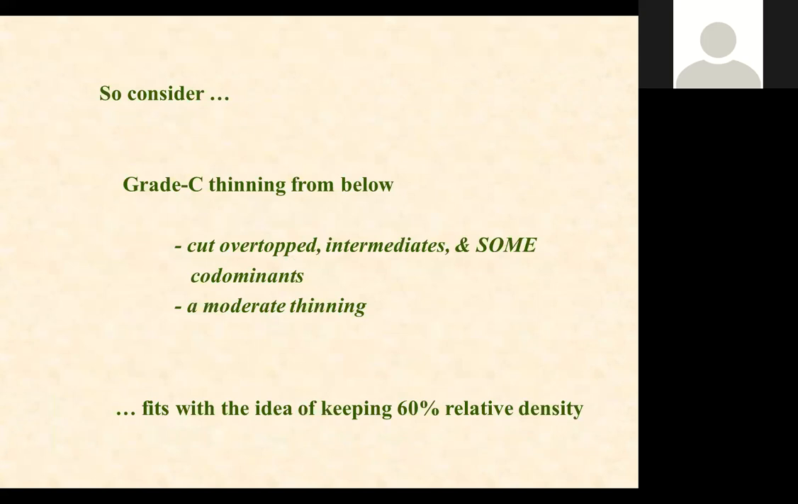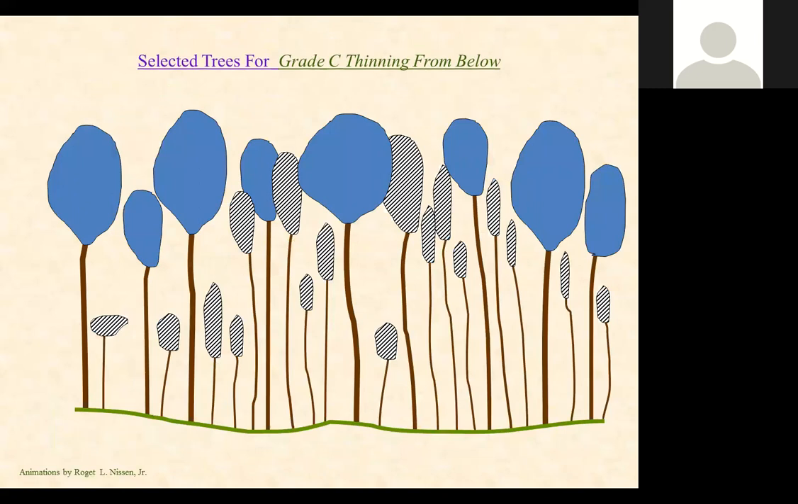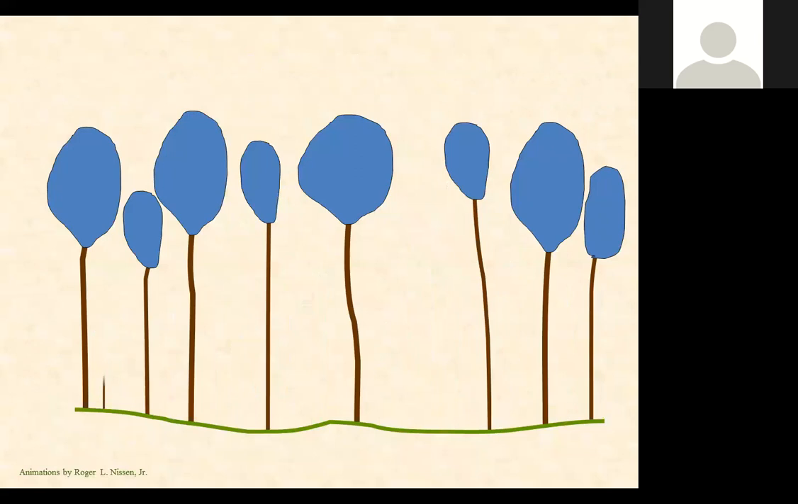All right, let's use this as a representation of a stand and take advantage of some animation that Roger Nissen did for me. So there's our even age stand. You notice trees of different sizes, of different canopy positions, and we want to thin that from below, C grade. Those are the ones we take out, all the overtopped, all the intermediates, and some of the codominants. It will have an effect upon the upper canopy by releasing crowns of some trees.